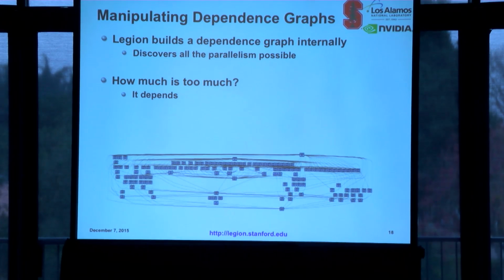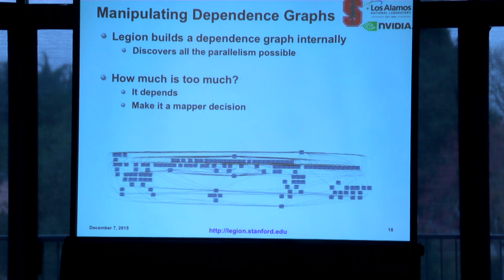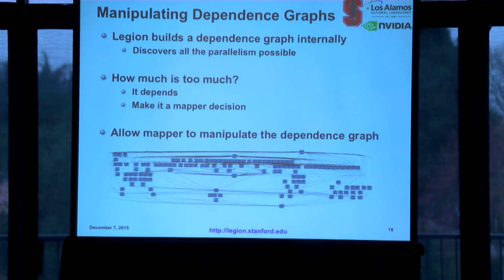So the answer to whether or not to do this is always, it depends. Again, this is a policy decision that we want our mappers to be able to control. So we want to make it a mapper decision to decide how much of this parallelism that Legion is discovering we should actually exploit. And so what we want to do is allow our mappers to manipulate these dependence graphs in a way that doesn't break correctness, but allows you to do performance optimizations.